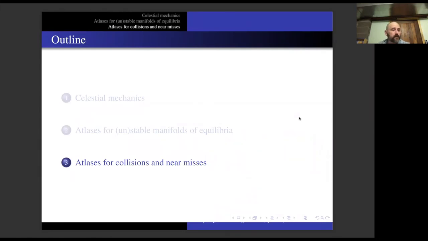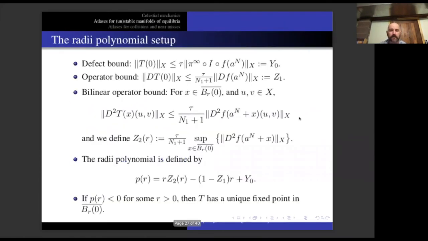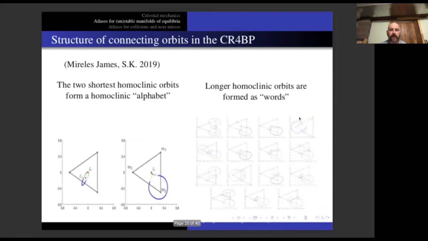So the last part of the talk, I want to talk about how we do atlases for ejections and collisions. In the previous part, we started with the parameterization method. So we had a local manifold for an equilibrium, and we just don't have that for collisions. And by near misses, what I mean is I didn't actually say it, I think.